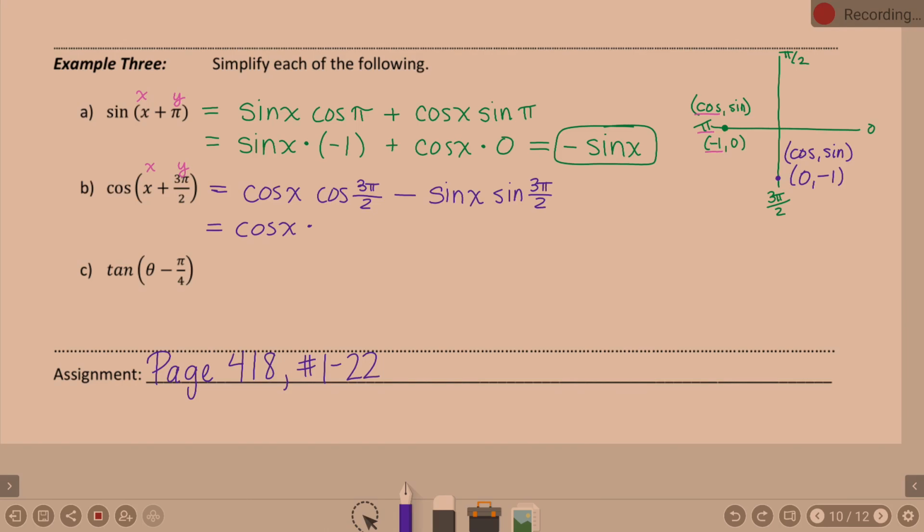Cosine of 3 pi over 2 is 0. So cosine x times 0 minus sine x times, what is sine of 3 pi over 2? Negative 1. What does this clean up to be? Cosine x times 0 is gone. That's 0. A negative sine of x times a negative 1 is going to turn around and become a positive sine of x.